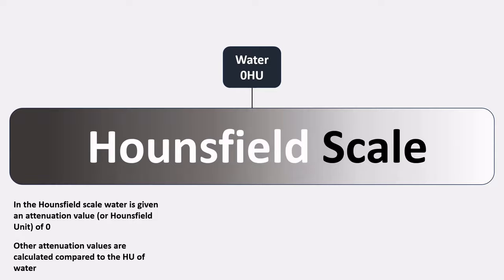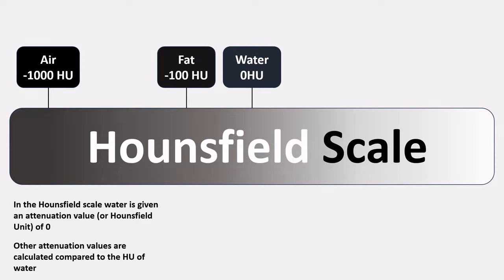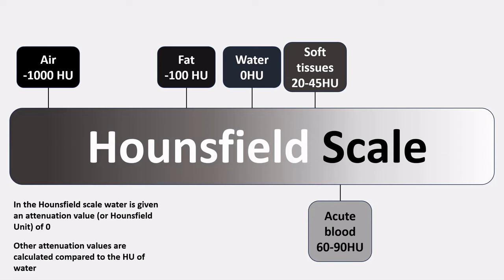And then we have structures that are hypodense compared to water, which have a lower attenuation value. A typical example is fat. Fat has an average Hounsfield unit of -100. And of course, air has a very low attenuation value because there's basically almost nothing present in air that can reflect or absorb your X-rays. So air has a very low attenuation value of -1000 or even less. Then soft tissues have a density that is somewhat higher than water, 20 to 45 Hounsfield units. Acute blood typically is hyperdense compared to soft tissues and water, and has Hounsfield units of 60 to 90.